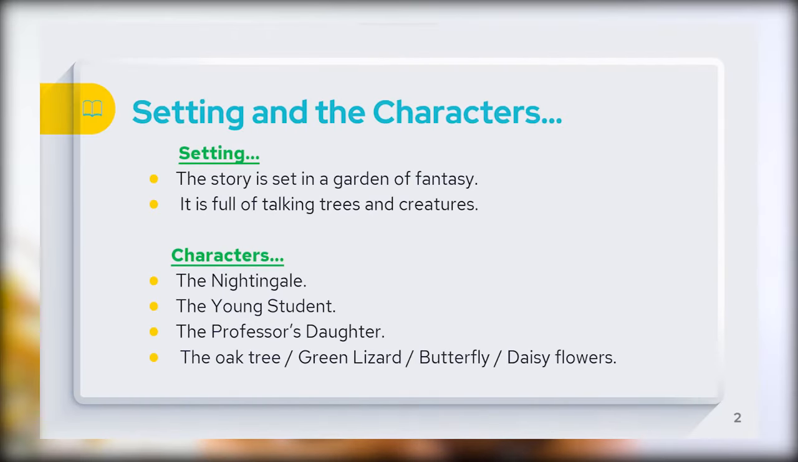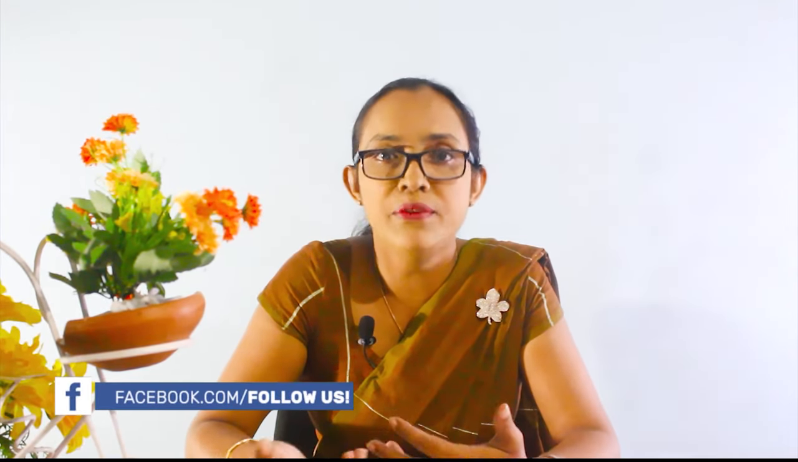So what do you mean by the setting? When we talk about the background set in the story, the story is set in a garden of fantasy. You have to remember that very well, dear children. It's not a normal environment. It's not a normal garden. But the story is set in a garden of fantasy.